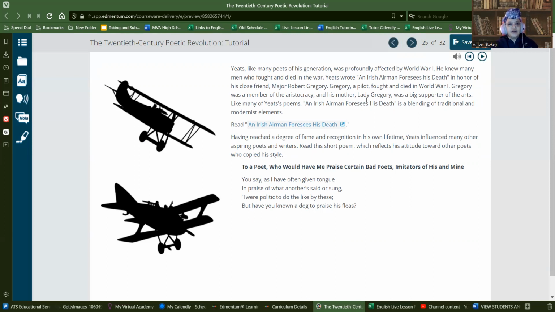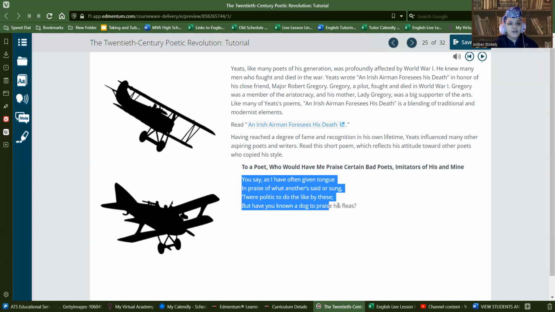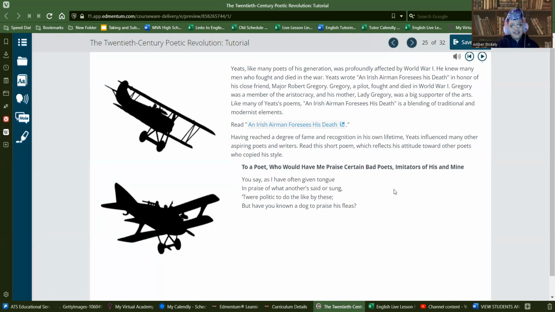And lastly, they talk about how Yeats influenced many other aspiring poets and writers and his attitude towards those people. So he wrote a poem about how he feels about other poets that copy him. It's called "To a Poet Who Would Have Me Praise Certain Bad Poets, Imitators of His and Mine." You say, as I have often given tongue in praise of what another said or sung, 'twere politic to do the like by these, but have you known a dog to praise his fleas? So he's basically calling his imitators fleas.